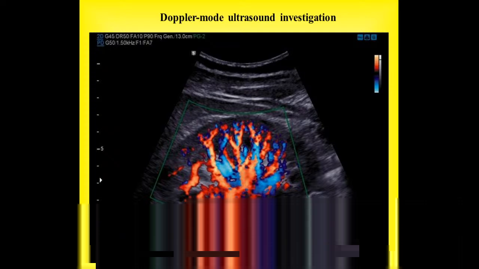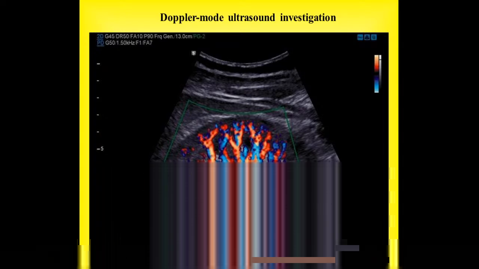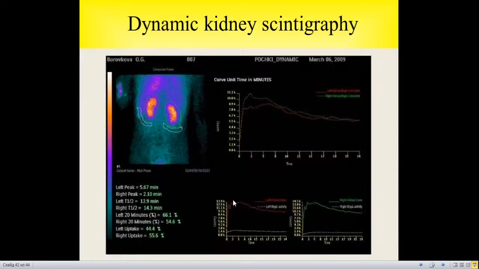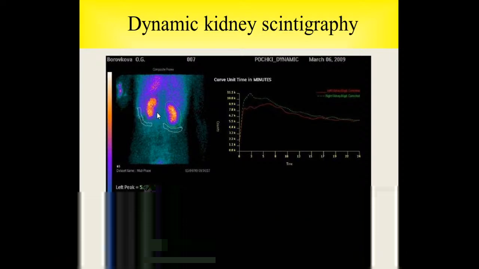Generally, ultrasound investigation looks at the morphometric structures of the kidney. Doppler mode ultrasound is used to perform estimation of the function of the kidney. Next, a very interesting method of investigation: this is dynamic kidney scintigraphy. Radiopharmaceutical preparations are taken, and after a lag of time, elimination is assessed. These are radiopharmaceutical preparations.